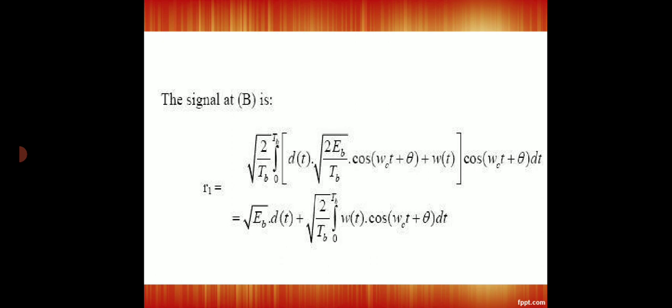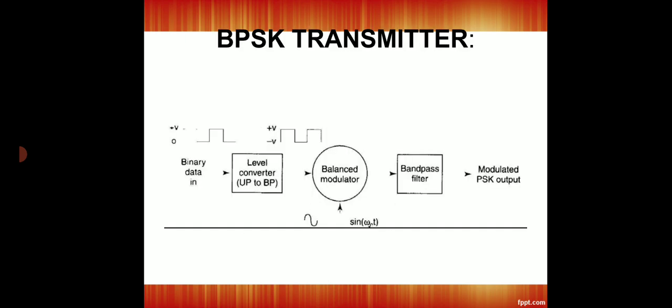The BPSK signal is represented as r1 = root of 2 divided by TB, integral from 0 to TB, of d(t) root 2 EB divided by TB cos(omega_c t + theta) plus omega of t cos(omega_c t + theta) dt. For this, 2 by TB we are operating as root EB.